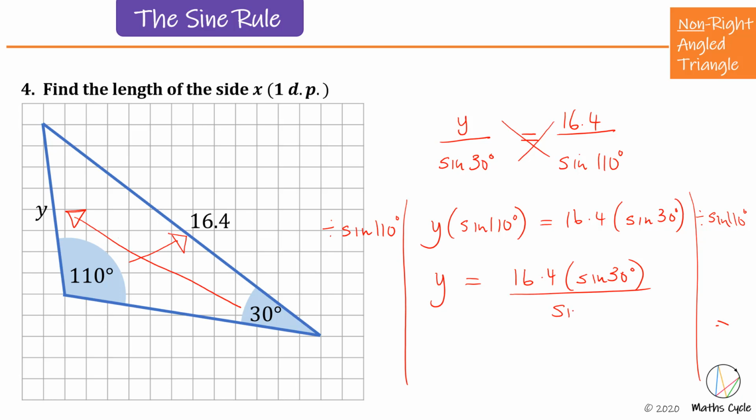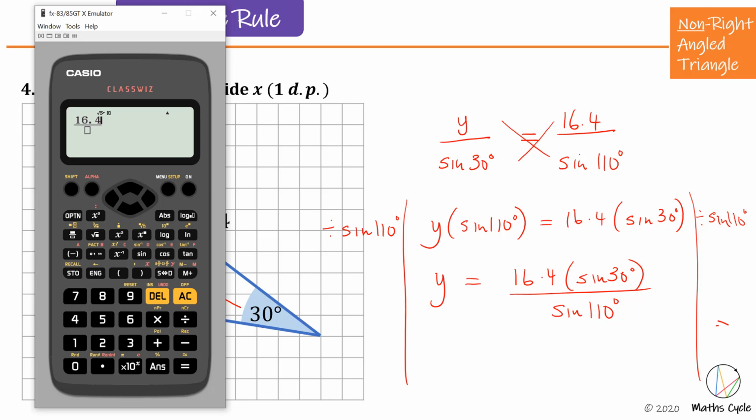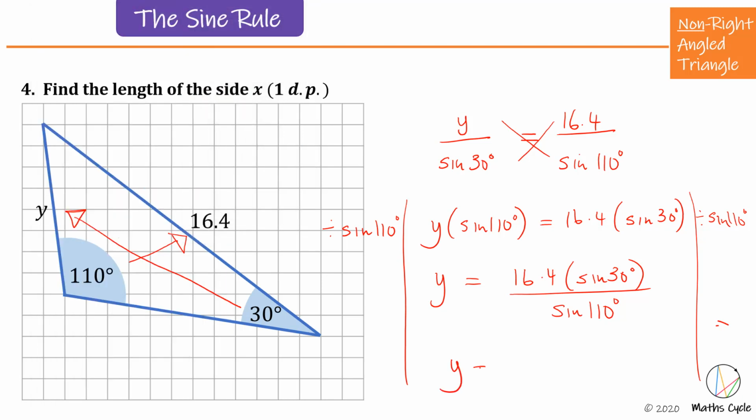all over the sine of 110. So there's my ratio. So let's use our ratio button and put that straight into our calculator. I have 16.4. The calculator knows you're multiplying, so sine of 30 and then down arrow, and then we've the sine of 110. So my answer is 8.726. Now I'm asked for correct to one decimal place, so that will be 8.7. So y equals 8.7. Okay.